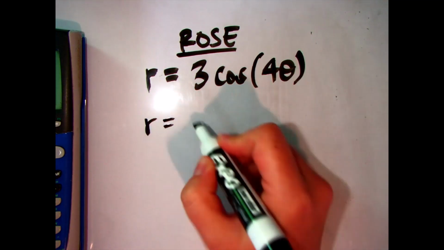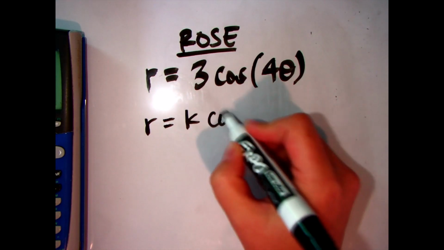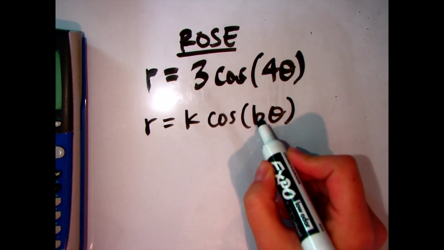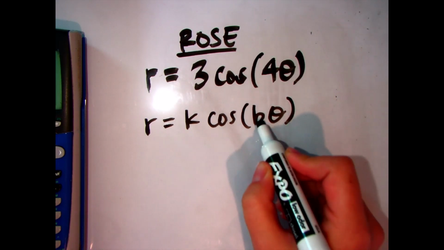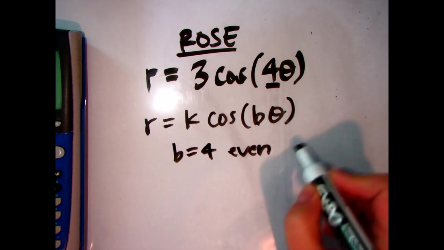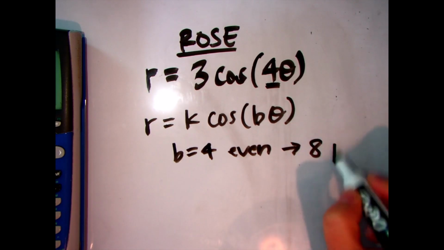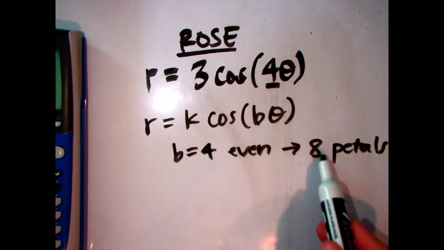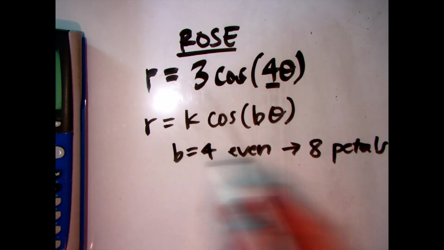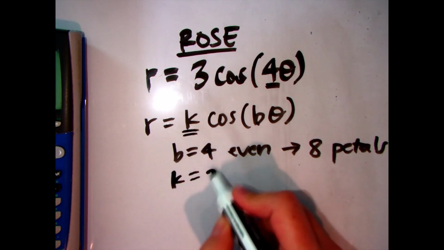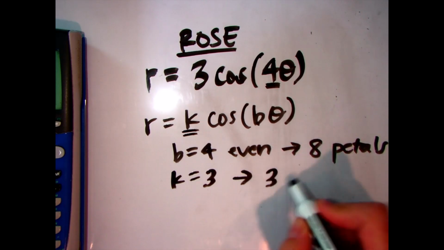The equation for a rose is k times the cosine of b theta, where b tells you the number of petals depending on if b is even or odd. So b is 4, which is an even number. This rose should have 8 petals, right? If it's an even number, we double it to get the number of petals. How long are the petals going to be? That's what k tells us. Because k is 3, the petals are 3 units long.